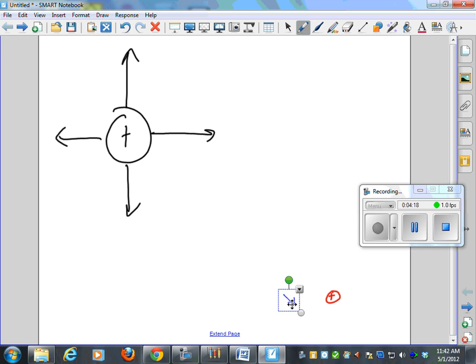But the black ones, are the black ones vectors? No. The black ones are not vectors. What are they called? Electric field lines, Mike, right? That's right. Electric field lines.